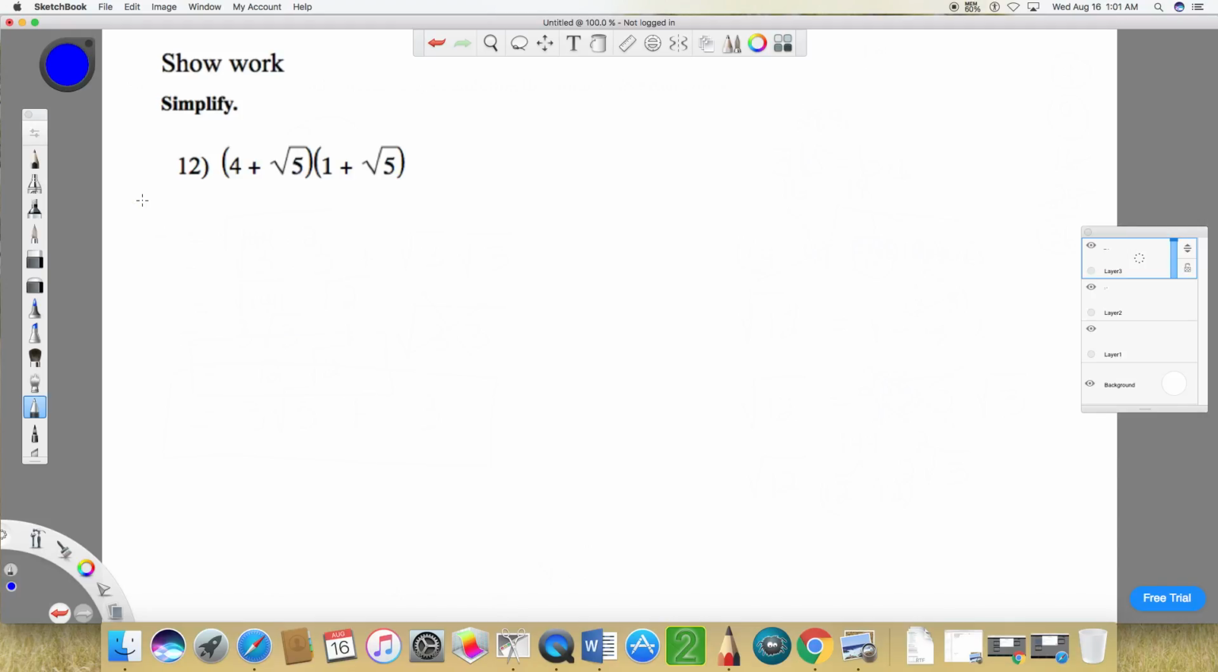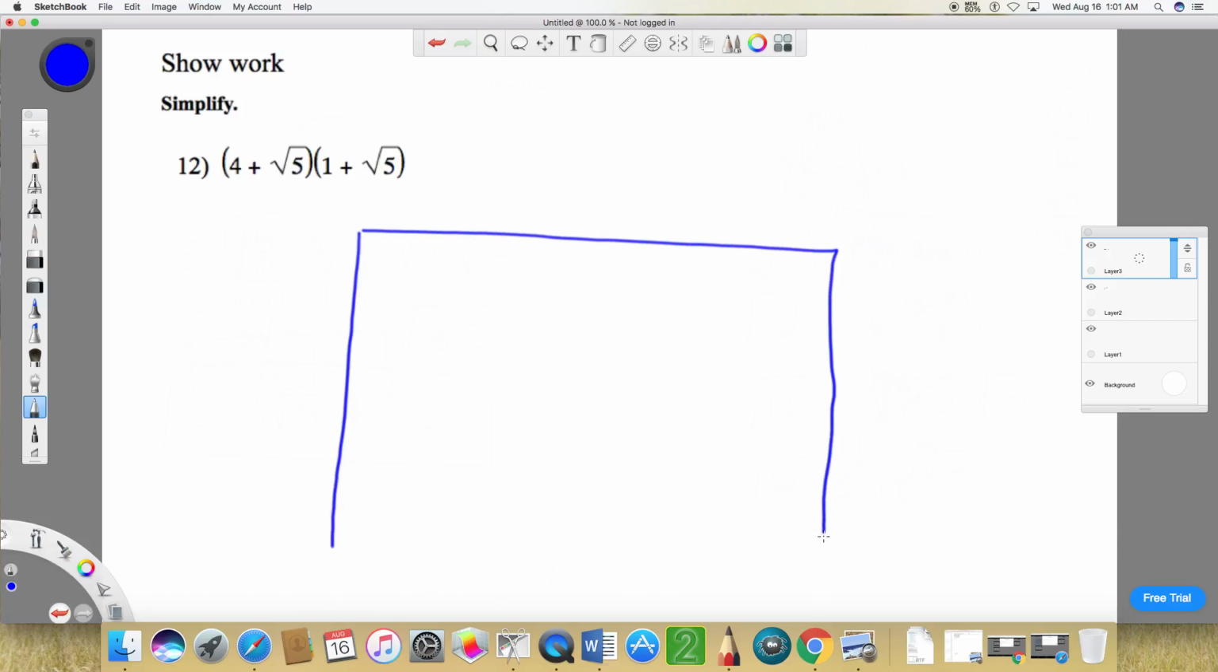Let's take a look here at this number 12. They're asking us to simplify this, and we notice that we have a binomial times a binomial. And I suggest that whenever you have that, that you multiply using the form of a table. So I'm going to make my table pretty big here. I have the advantage on this software that I can shrink this up later.